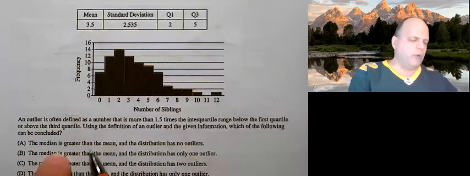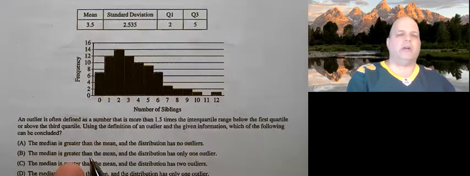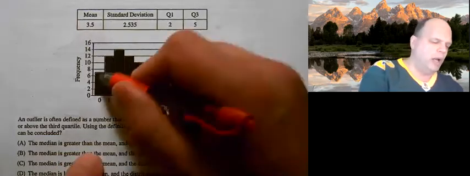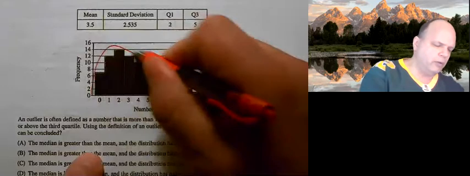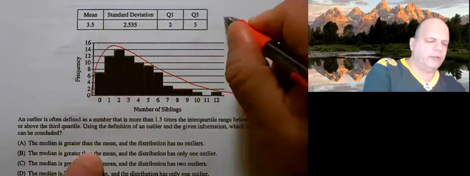The first thing it starts with is the median is greater than or the median is less than. Well, I look at this and I see skewed right.